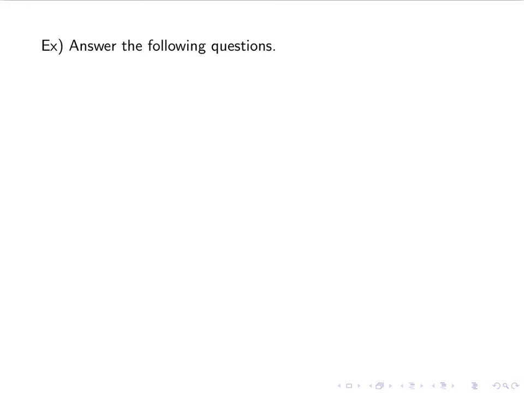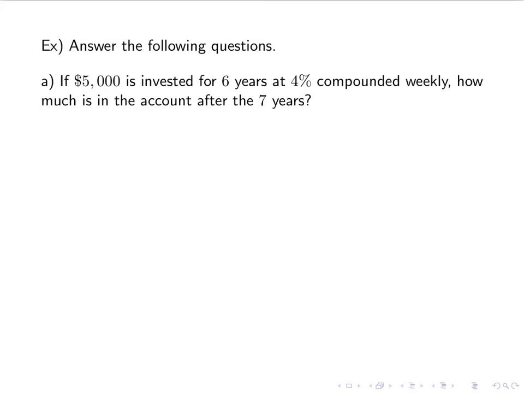So answer the following questions. If $5,000 is invested for 7 years at 4% compounded weekly, how much is in the account after the 7 years? So we need to figure out what numbers go in for what letter. So we're looking for how much is in the account later in the future, so that's the future amount. So we're looking for S.